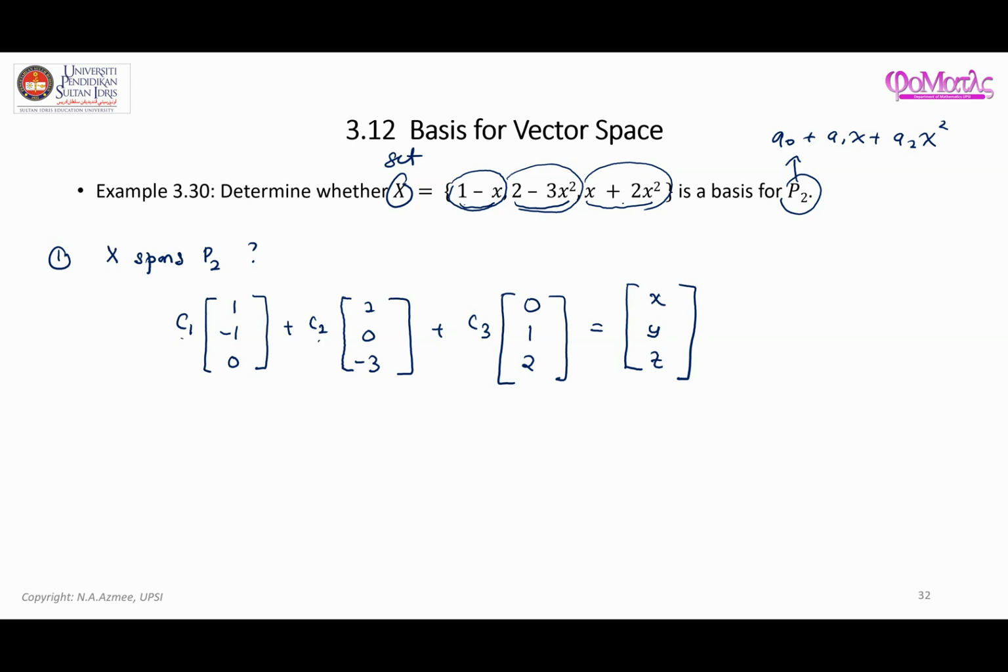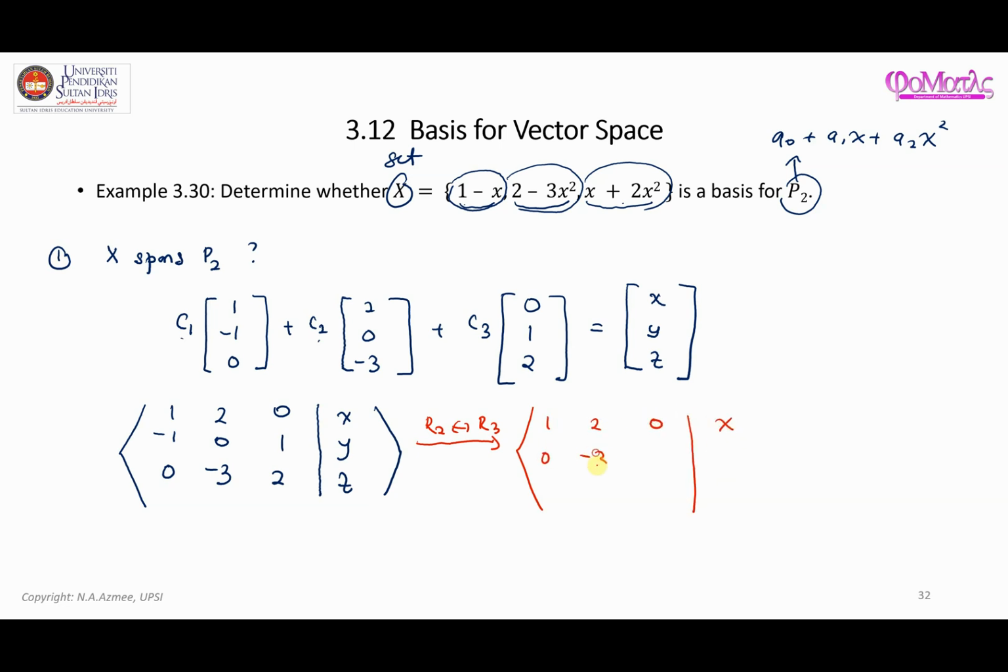So in order to solve this, we need to consider the augmented matrix. So here we have 1, -1, 0, 2, 0, -3, 0, 1, 2. Okay, here we have x, y, and z. And based on that, what I need to do next is I can consider switching the third row and the second row. So that is what I'm going to do. So here I have 1, 2, 0, x, 0, -3, 2, z, -1, 0, 1, y. And I think what I'm going to do next is I'm going to consider changing this part into 0.